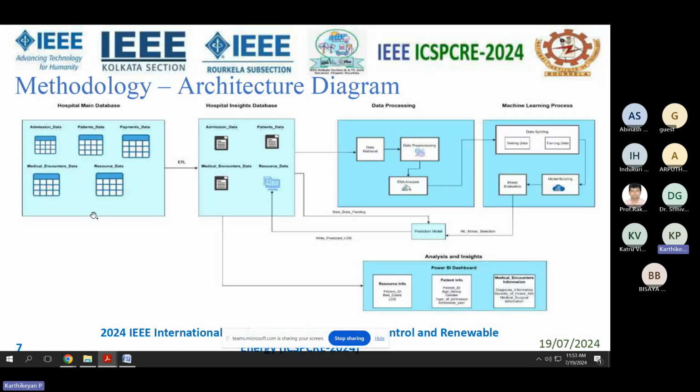When a new patient comes in, we store their patient data in the hospital main database, the relevant features are extracted into the hospital insight database, and those features are fed into the prediction model. The prediction model gives an accurate patient length of stay based on their medical parameters. That length of stay is stored as result data, which is reflected in the Power BI dashboard, making it easy for the hospital management team to understand. This is the architecture.